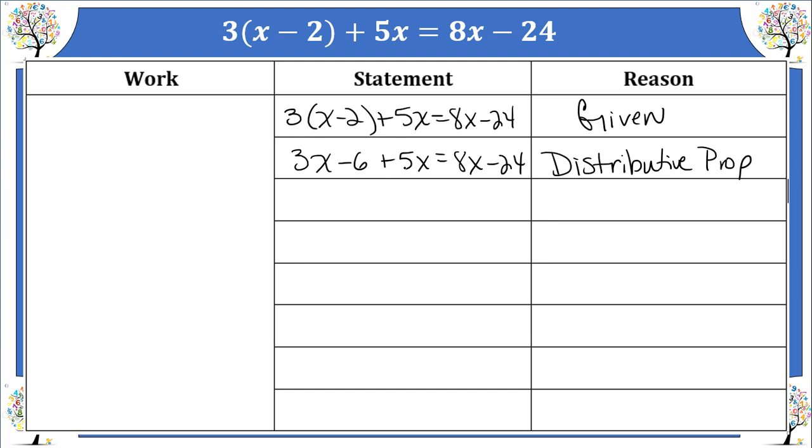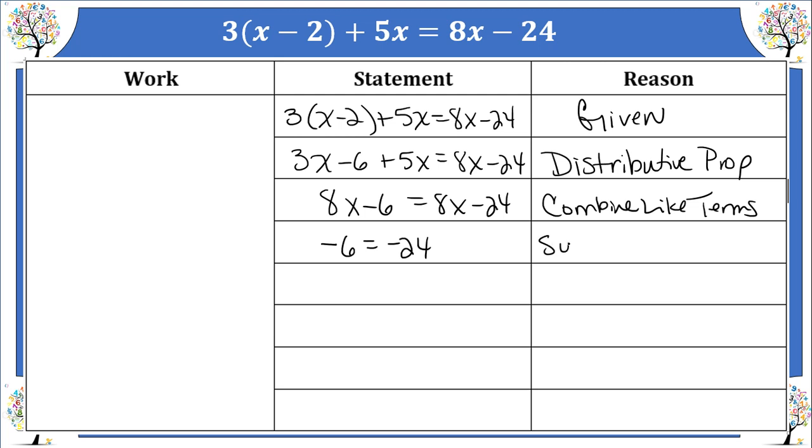Then we can combine like terms on the left. So 3x plus 5x is 8x. So we did combine like terms. Now we have variables on both sides. So we're going to subtract 8x on both sides, and that's going to eliminate our variables. So we use the subtraction property of equality, and we have no solution. There's no value to put in for x that would ever make the left side equal the right side.